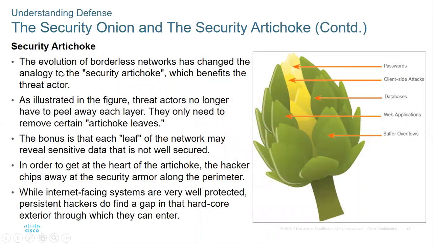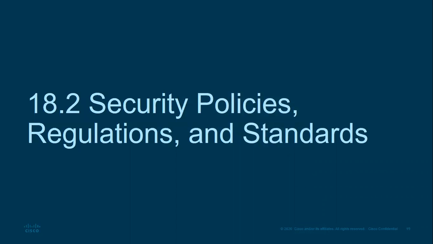But things have changed now. We have allowed people to come with their own devices at work, to use their own devices at work, which is very, very dangerous. So now the network of the organization is represented as a security artichoke. That is, by removing a single leaf, you can find yourself face to face with data there and then. So through someone's iPhone or iPad, the attackers can access sensitive data.